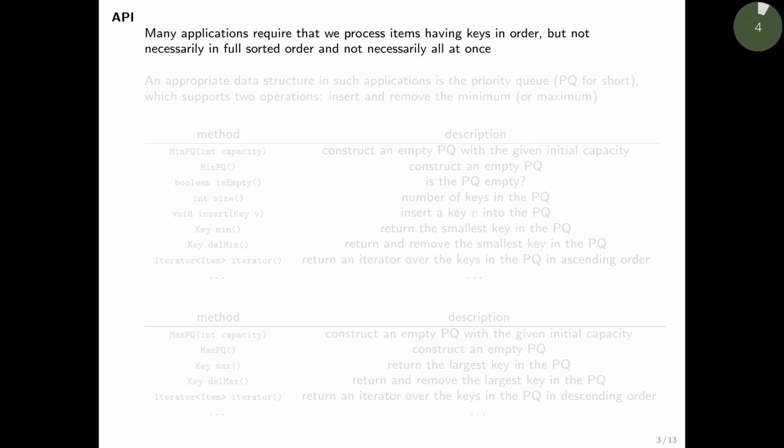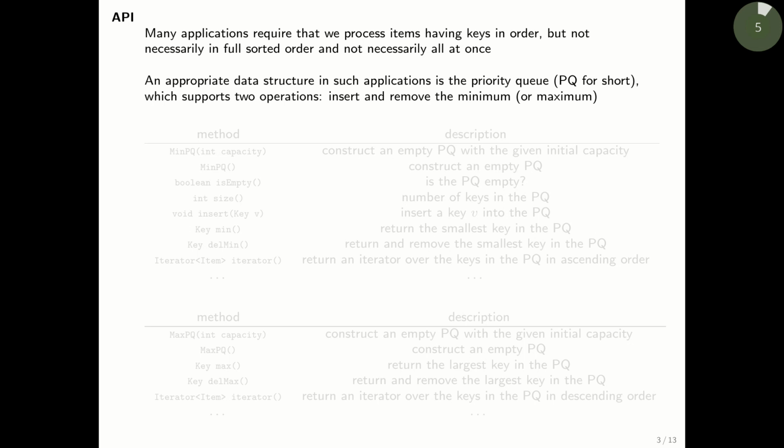So let's start. Now, in many applications, we want to process items having keys in some order, but we don't necessarily want them in full sorted order, and we don't want them all at once. At any given time we are only interested in, for example, the maximum element, and then at a later time we might be interested in the second largest element, and so on. So we don't want them all in sorted order at once.